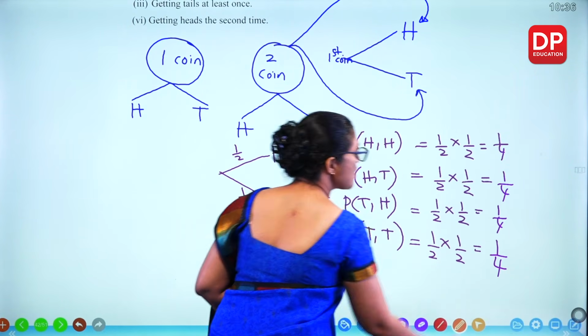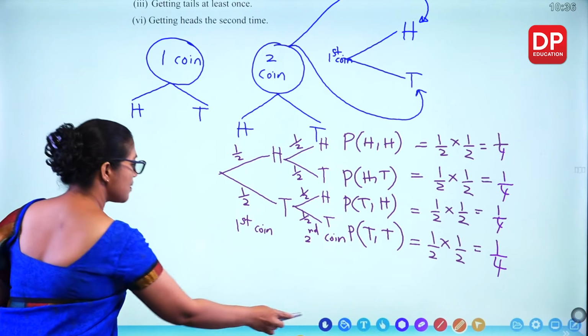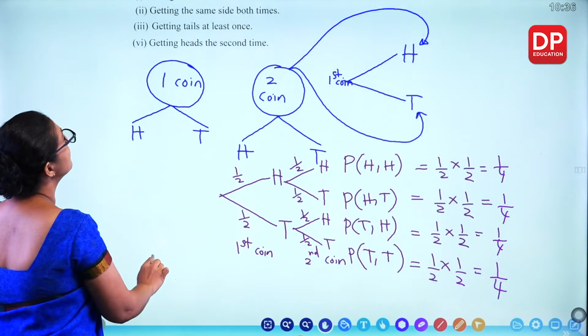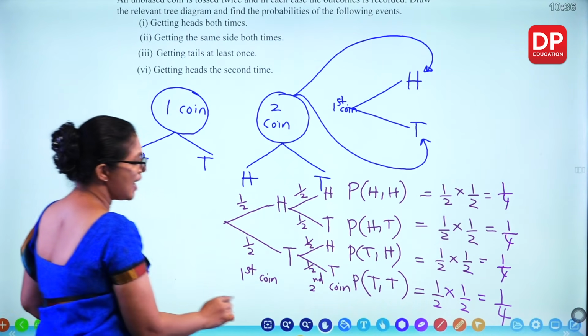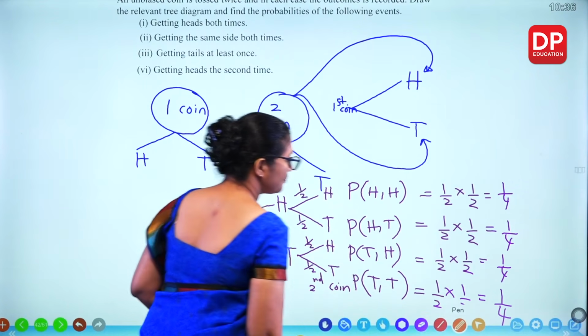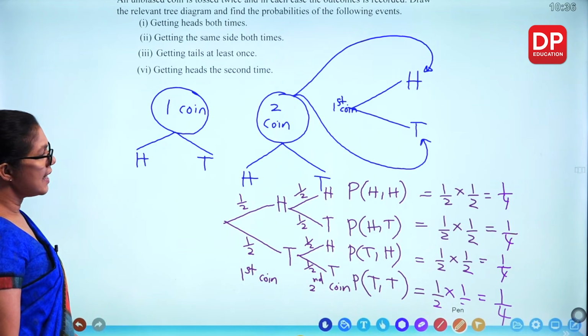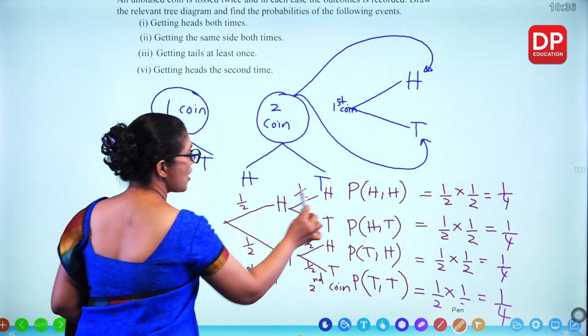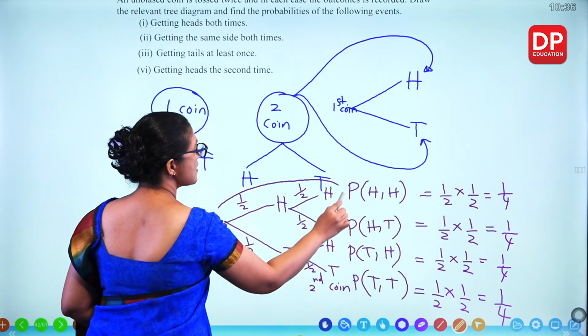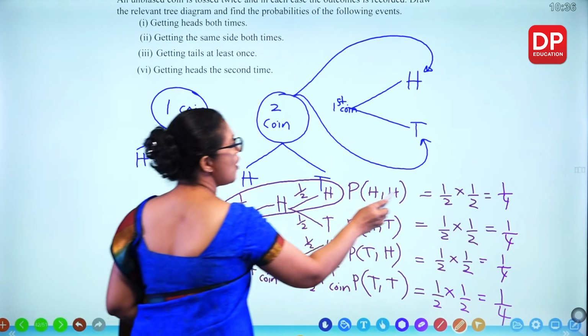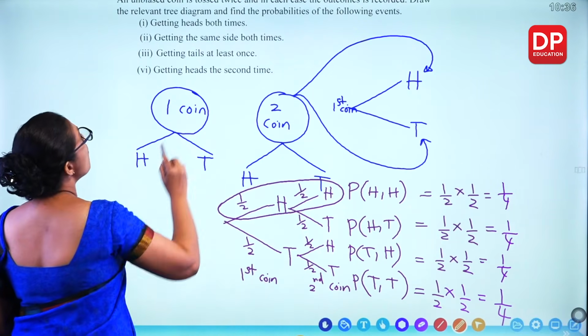Now we'll try to answer the following questions. We need getting heads both times. Getting heads both times is this branch. We found out that this branch is 1/4.